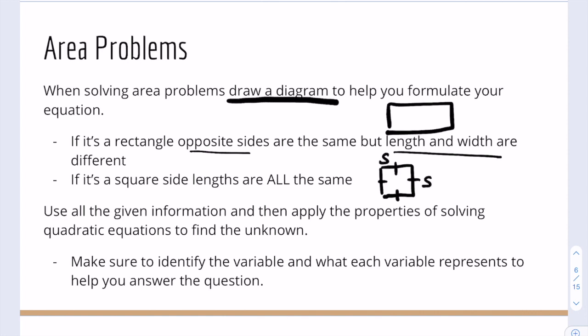You can also label it. And with rectangles, we usually use L for length and W for width. Now, use all the given information in the problem, and then you're going to apply the properties of a square or a rectangle in order to solve the quadratic equation to find the unknown. Make sure to identify the variables. For example, for a square, you'll write S is equal to side length. And by identifying the variable and indicating what it represents, when you are trying to solve the problem at the end, you will know what numbers to plug in to find the value of a certain dimension that you're looking for.